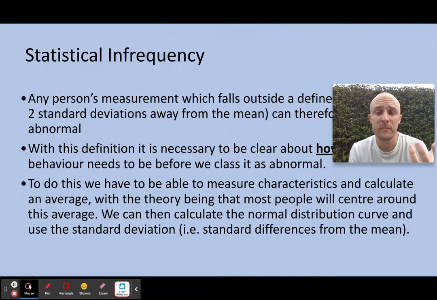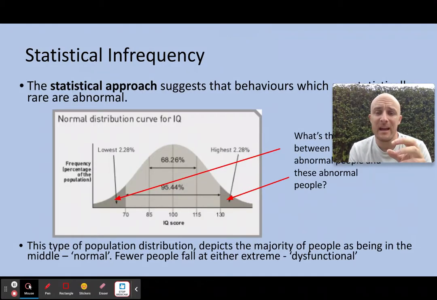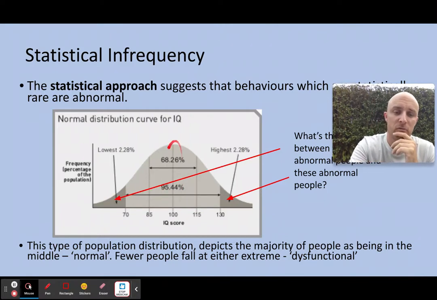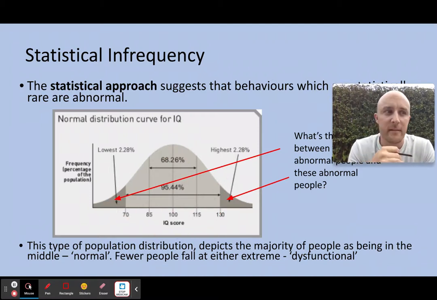The average IQ is between 70 and 130, with the average being bang on 100. So you have 100 just here, 130 here, and 70 here. So this is actually an IQ score.